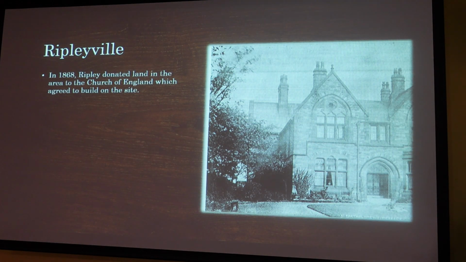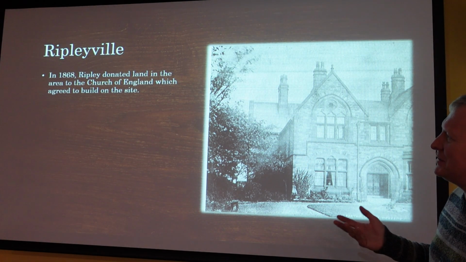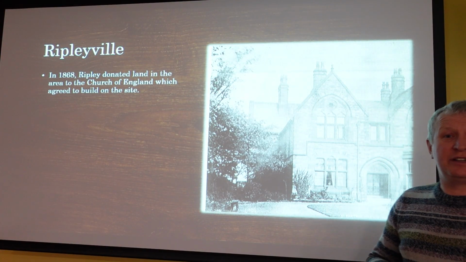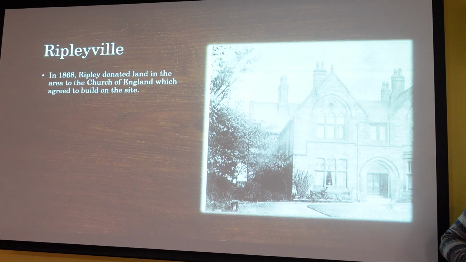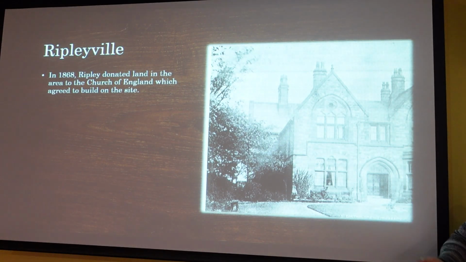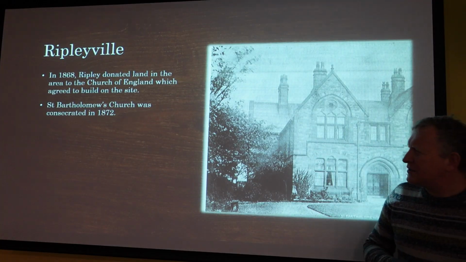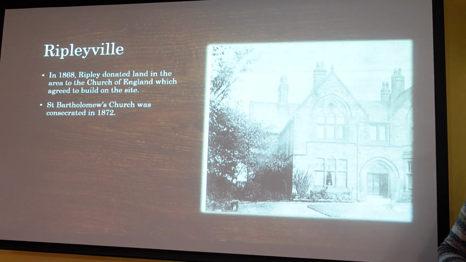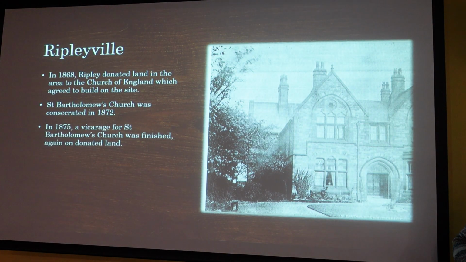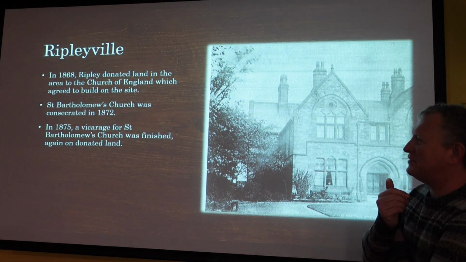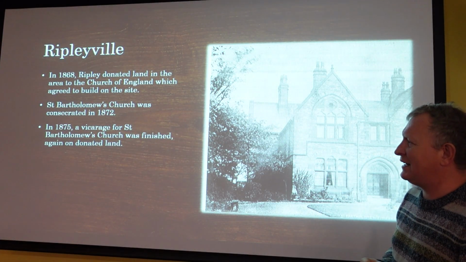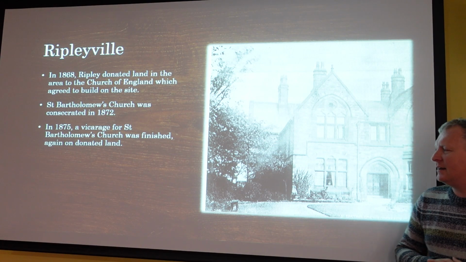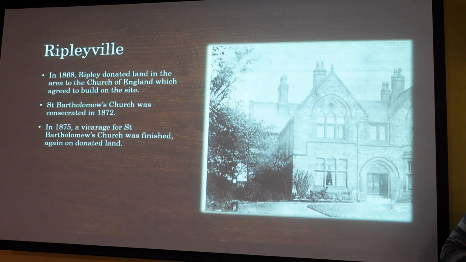So, 1868, he donated some of the land to the Church of England, and they agreed to build a church on the site. This isn't the church, this is the vicarage. So St Bartholomew's Church was consecrated in 1872. So no pub, but you got a church. 1875, a vicarage was finished, and again this was on donated land. So there was a home for the occupant vicar.